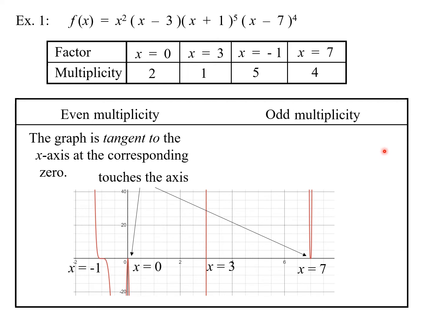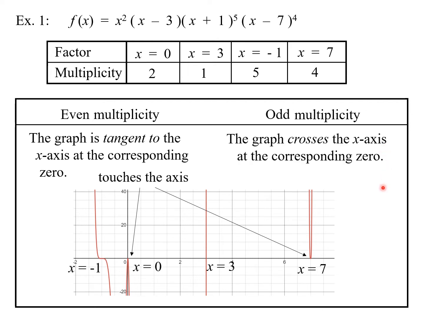On the other hand, if it has odd multiplicity, it then crosses the x-axis at the corresponding 0. Note that at x equals -1, it crosses the axis. At x equals 3, it crosses the axis. So factors that have odd multiplicity, such as x equals 3 and x equals -1, it crosses the axis at those zeros.